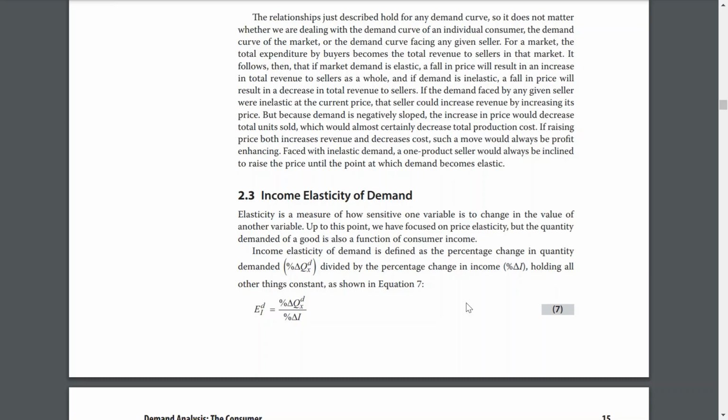Elasticity is a measure of how sensitive one variable is to change in the value of another variable. Up to this point, we have focused on price elasticity, but the quantity demanded of a good is also a function of consumer income.